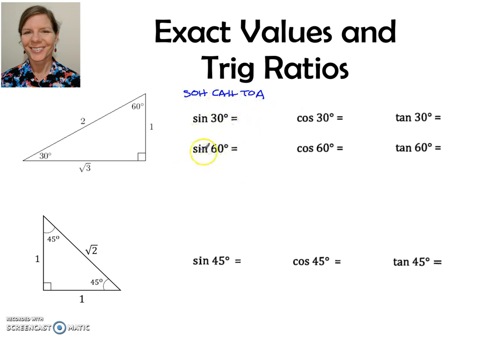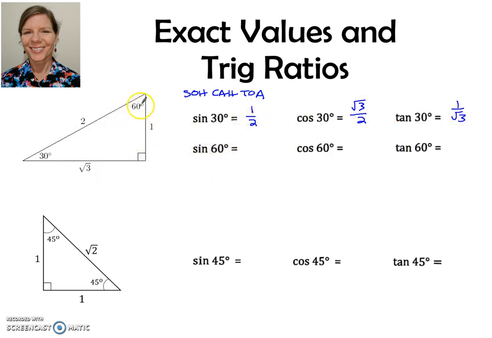Okay, so using SOHCAHTOA. Sine of 30, opposite over hypotenuse, it's obviously going to be a half. Cos of 30 is adjacent over hypotenuse, root 3 on 2. And tan of 30, opposite over adjacent, 1 on root 3. Okay, so if I can draw that, I can draw all of these.